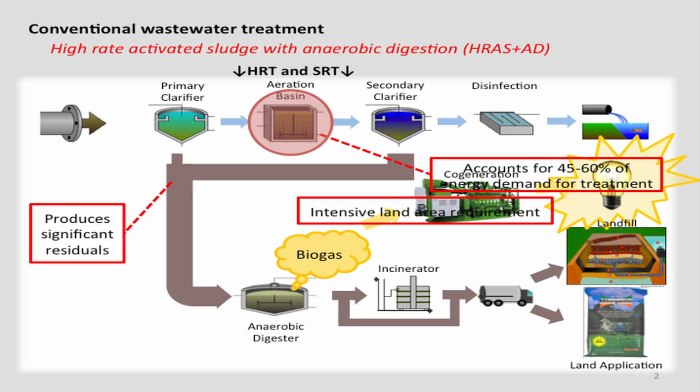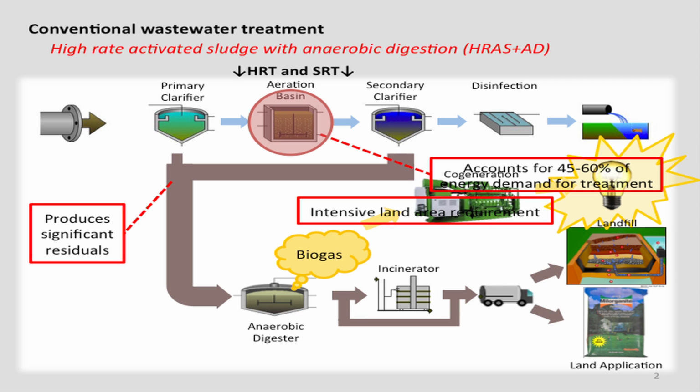So this is a schematic of a conventional wastewater treatment facility. We use clarifiers and aerobic activated sludge process to treat our waste. And there's a number of deficiencies that some of the other presenters have already pointed out with this process from a sustainability perspective. First is that aeration is extremely energy intensive. Like the others, 45 to 60% of energy demands of treatment come from aeration.